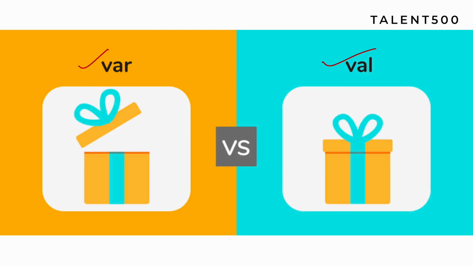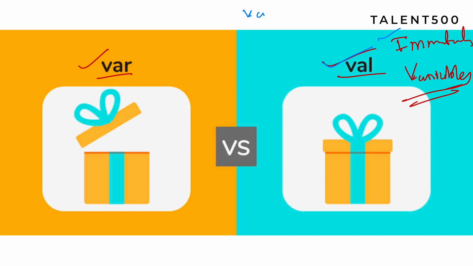So what happens is val is used, both are keywords. This is used for creating immutable variables. Now you will ask me, what is immutable? Immutable means the value of those variables, which are declared using val, cannot be changed. If I say val name is equal to talent500, yeah.